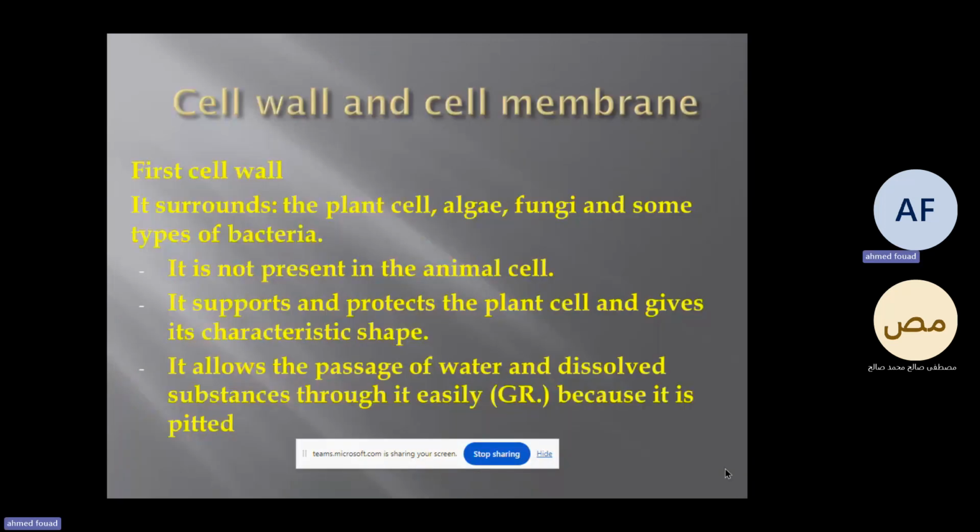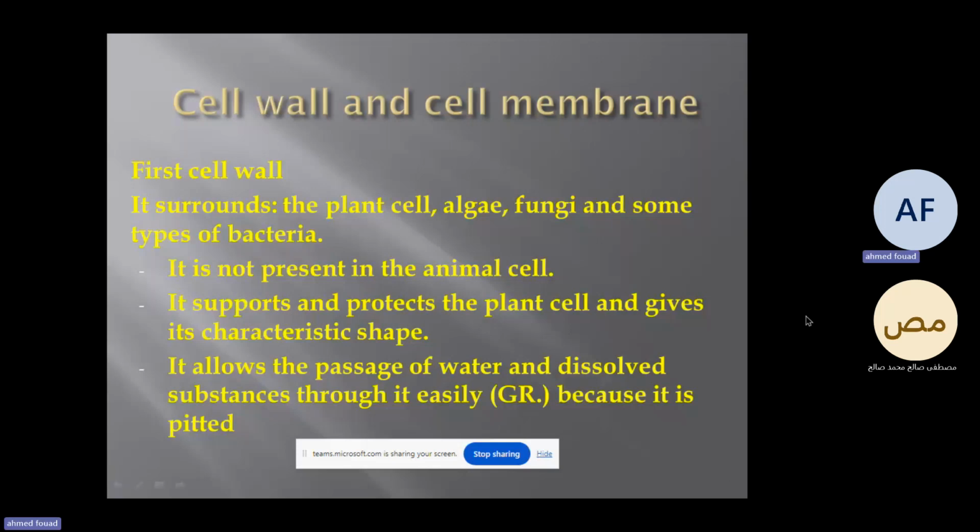As we know, the cell consists of many structures, which are cell wall, cell membrane and protoplasm. What about the cell wall? First, we are going to speak about the cell wall of the cell. The cell wall surrounds the plant cell, algae, fungi, and some types of bacteria. And as we know before, the cell wall is made up of a carbohydrate which is called cellulose.